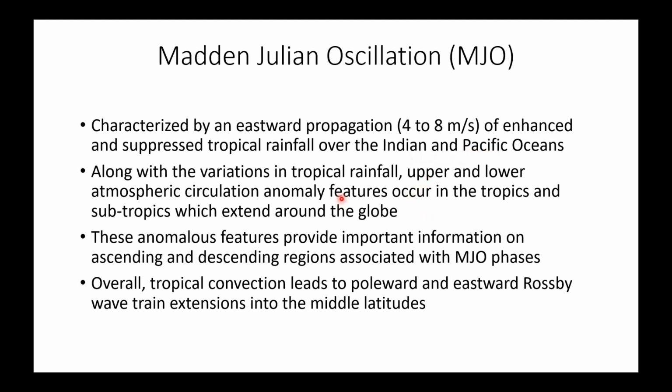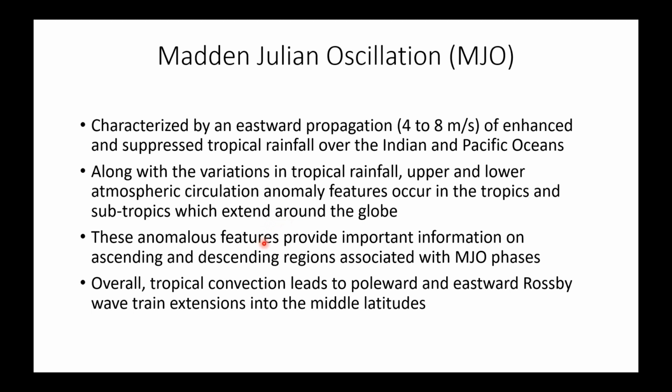Along with the variations in tropical rainfall with the MJO, the upper and lower atmospheric circulation anomaly features occur in the tropics and subtropics, and this results in some big changes in storm tracks, for example. Again, those temperature anomalies, extreme weather events, and where they form and extend around the globe.